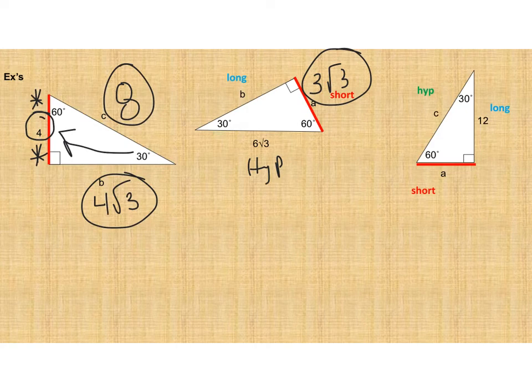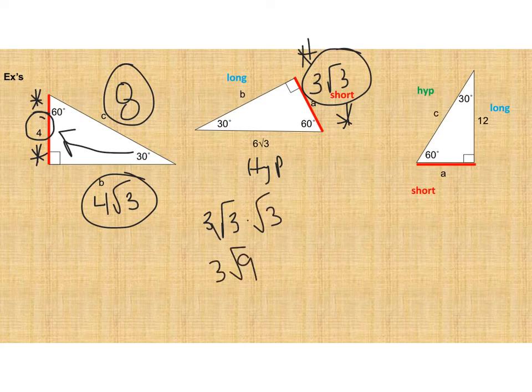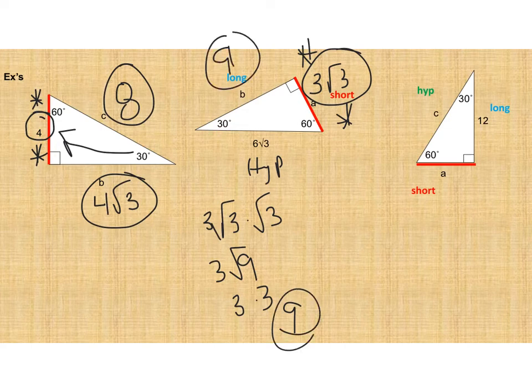How do I get my long? You go from the short, because that's the most important. You take 3 root 3 and you multiply by root 3. So it's 3 root 9, which is 3 times 3, which is 9. So my long is 9. Oopsies.